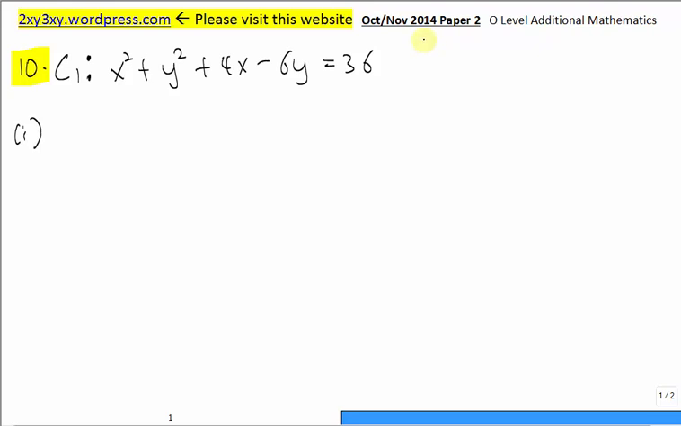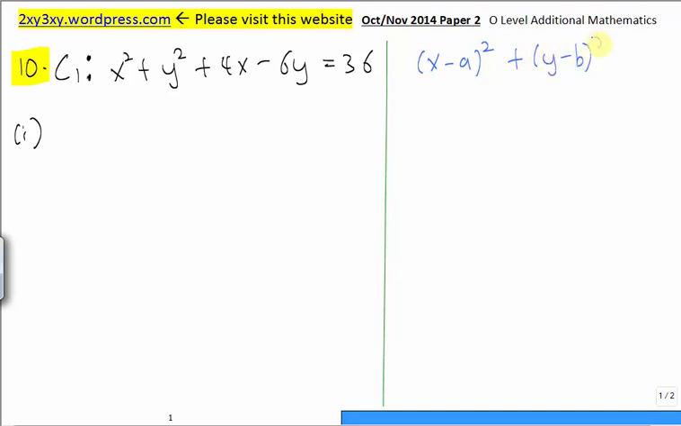We are doing GCE O-Level 2014 A-Maths Paper 2, question 10. In this question, we are given the equation of a circle. From this equation, we are asked to find the radius of the circle and the center of the circle. To do this, we have to express this equation of the circle into (x minus a) squared plus (y minus b) squared equal to r squared, where the coordinate (a, b) gives us the center of the circle and the r value gives us the radius.